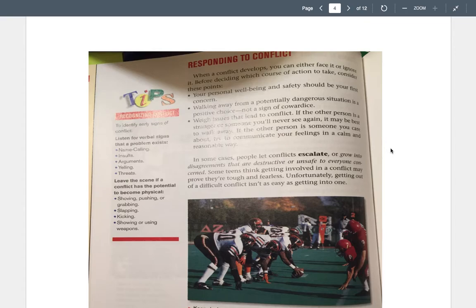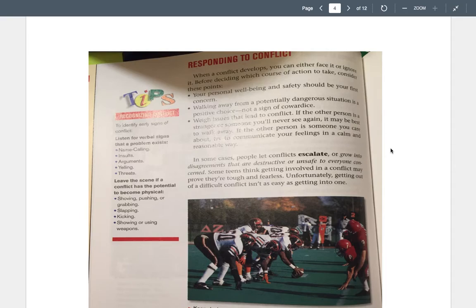Walking away from a potentially dangerous situation is a positive choice, not a sign of cowardice. So no one is going to think you're a coward if you walk away from a dangerous situation that could lead to something that harms your life. Weigh issues that lead to conflict.